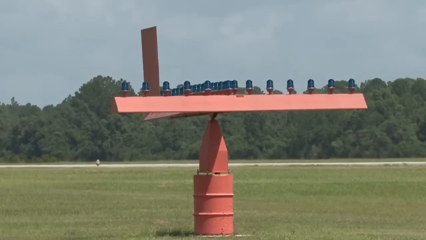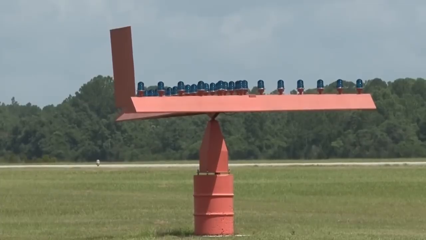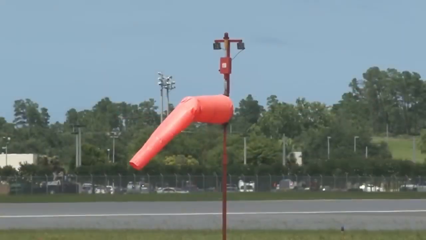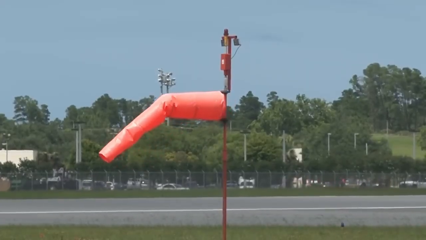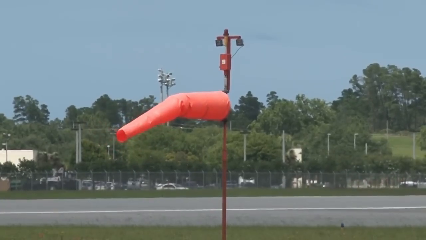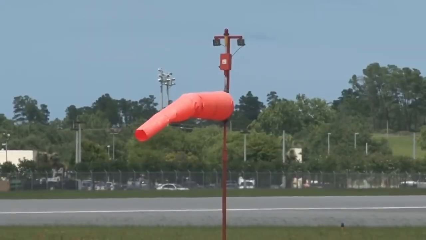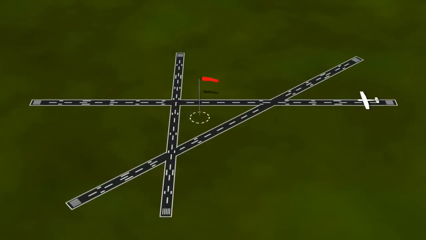Wind tees and tetrahedrons are large structures that are free to pivot on their mounts, so that they weather vane into the wind. Wind socks are orange conical flags that not only pivot on their mast, indicating wind direction, but will sag or straighten with changing wind velocity, allowing pilots to visually estimate the wind speed. Small airports may have only one windsock, but larger airports usually have multiple windsocks, with one centrally located and the others near the ends of the runways, where they are easily visible to pilots on takeoff or landing.